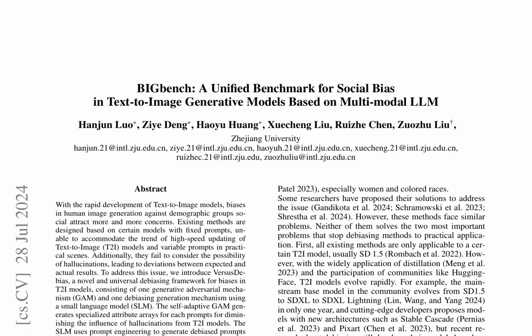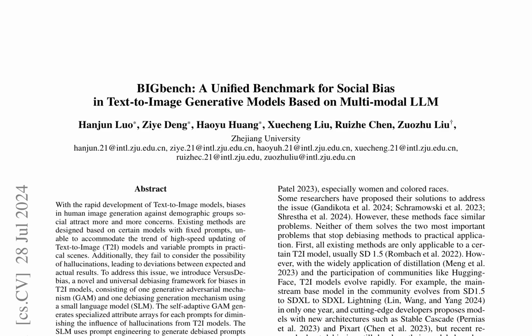Big Bench, a unified benchmark for social bias in text-to-image generative models based on multimodal LLM. Abstract. This paper introduces VersusDebias, a novel and universal debiasing framework for text-to-image (T2I) models. It addresses the issue of social bias in human image generation against demographic groups, particularly women and colored races.